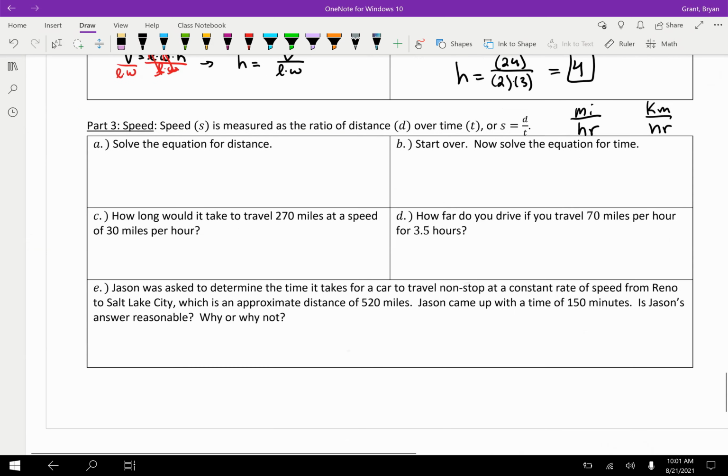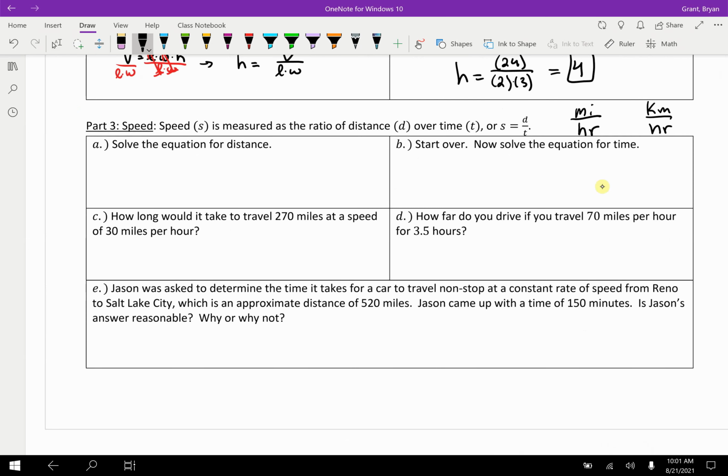So step 1, solve the equation for distance. So S equals d divided by t. Well, to isolate distance, it's only being divided by t, so let's multiply both sides by t. This tells me then, I'll put d on the left side, d is equal to time times speed. Start over, okay? Now solve the equation for time.